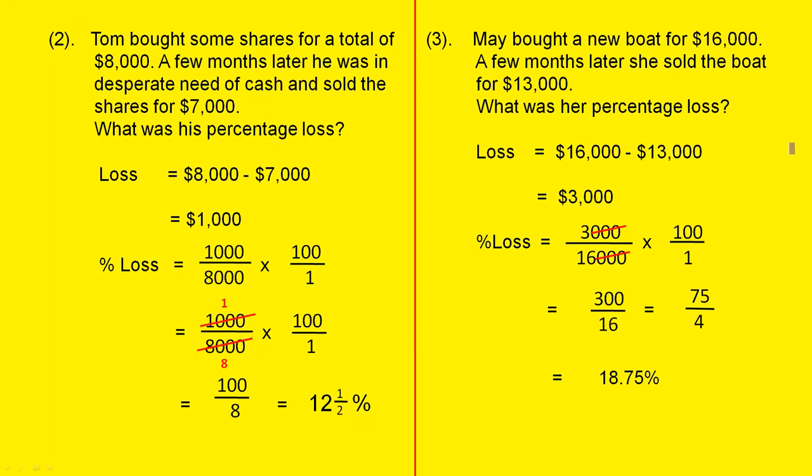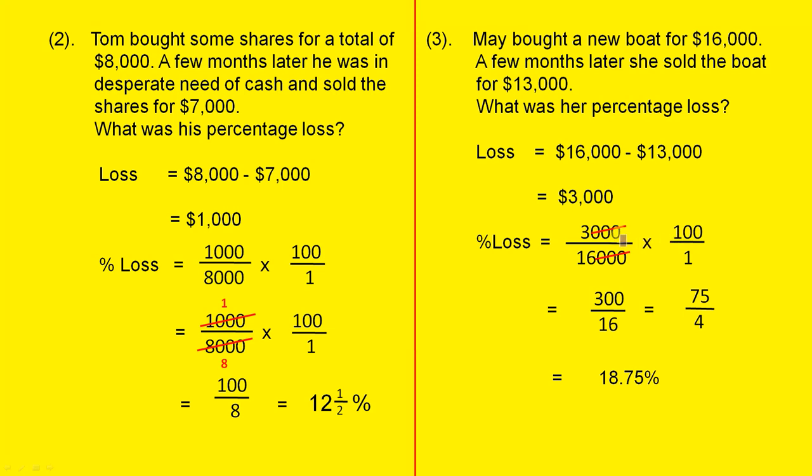May bought a new boat for $16,000. A few months later, she sold the boat for $13,000. What was her percentage loss? So the loss was the cost price minus the selling price, so she lost $3,000. The percentage loss was 3,000 over 16,000 times 100 over 1.